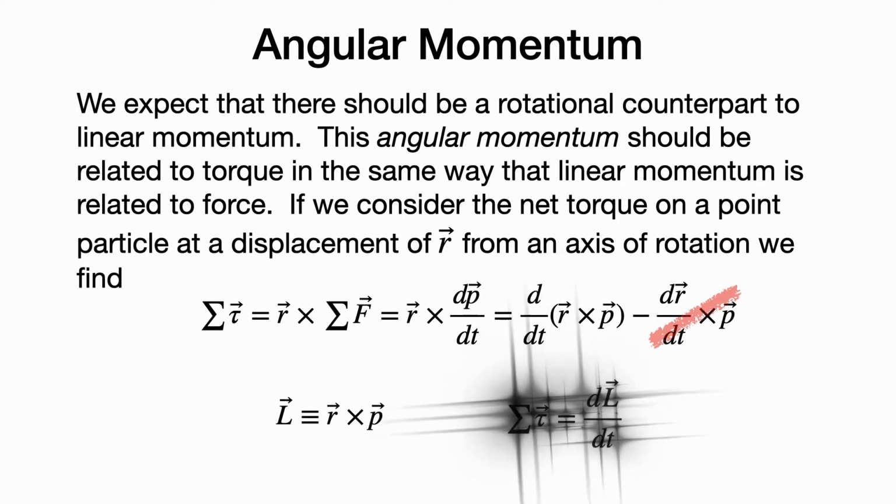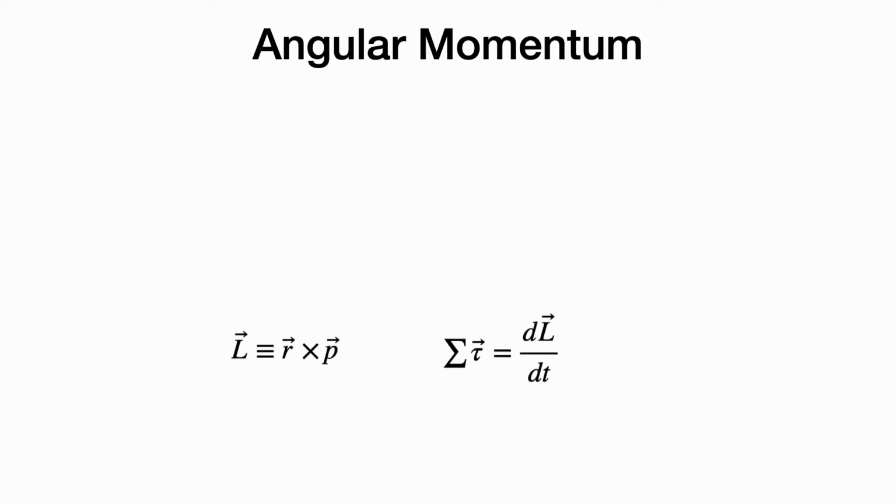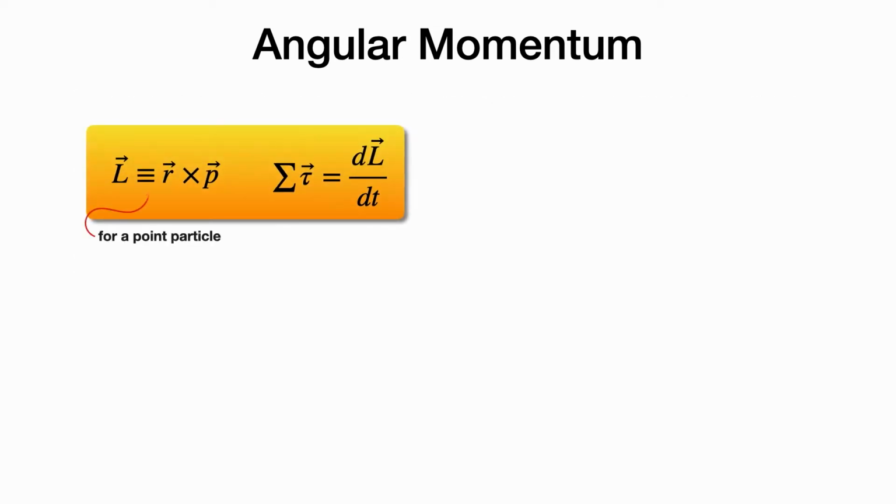And this tells us then that the sum of all the torques acting on a particle is equal to the time rate of change of the angular momentum. While the definition of the angular momentum in terms of r cross p holds for a point particle, we can always construct an extended object in terms of a collection of point particles, and then it still remains true that the sum of the torques acting on an object is equal to the time rate of change of the total angular momentum of that object.